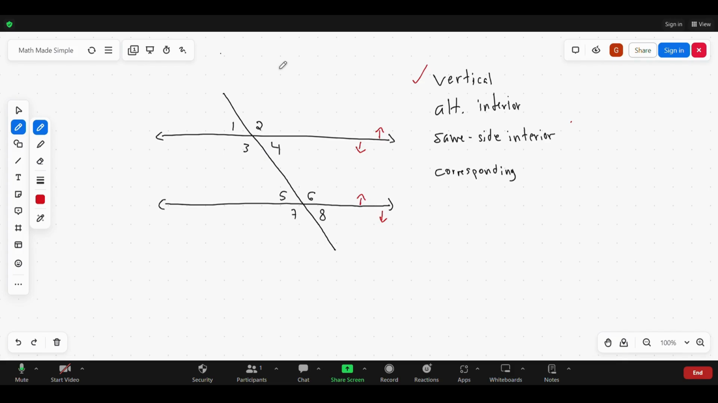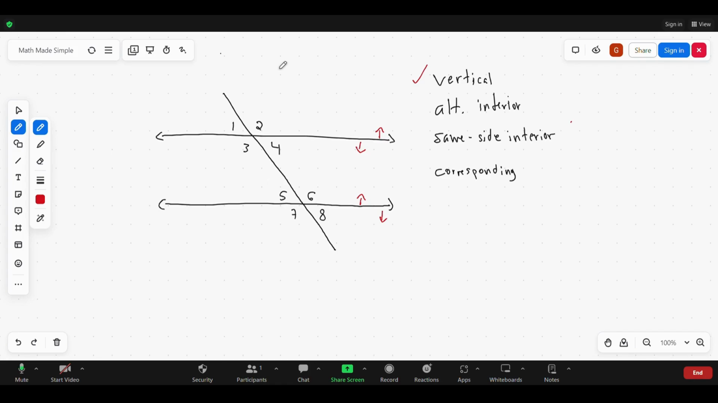We also have same side interior. So as that implies, 3 and 5 are interior angles but on the same side of the transversal, and 4 and 6 are interior angles but on the same side. So 4 and 5 are alternate interior, but 4 and 6 are same side interior.